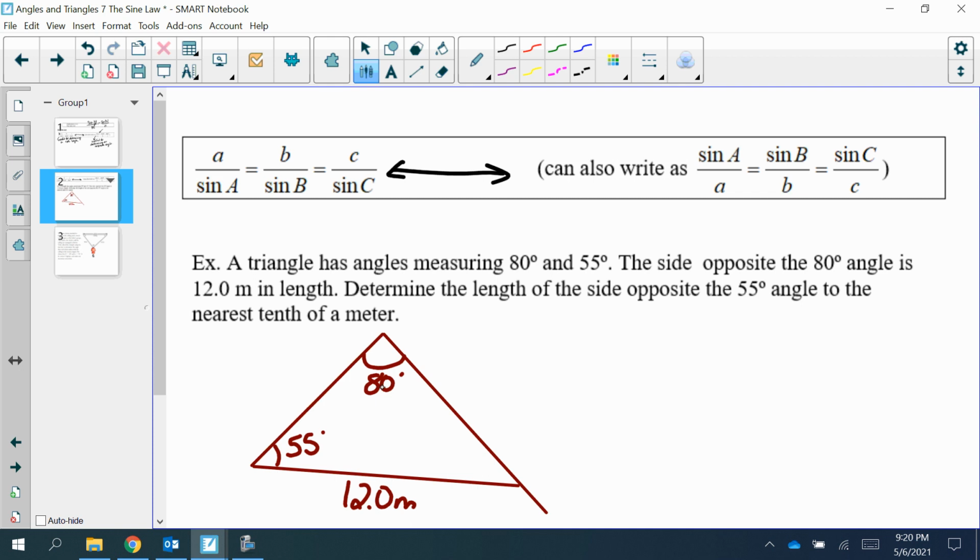Sorry. Determine the length of the side opposite the 55-degree angle. So this is kind of our question mark, is the one that's across from it.